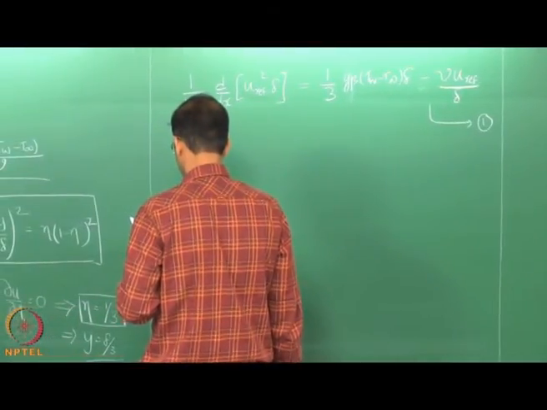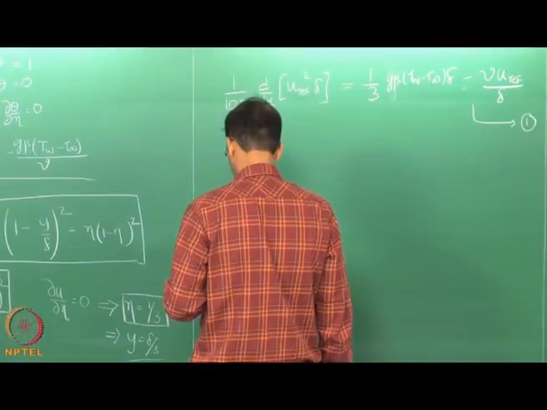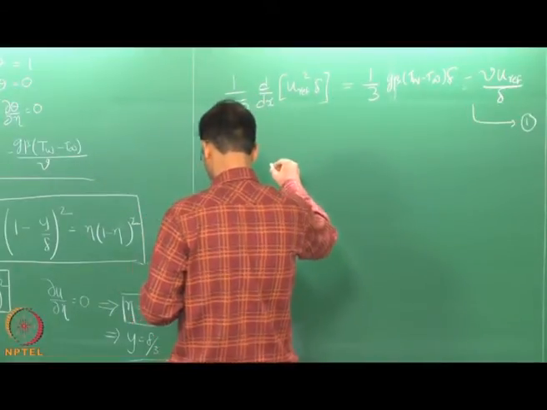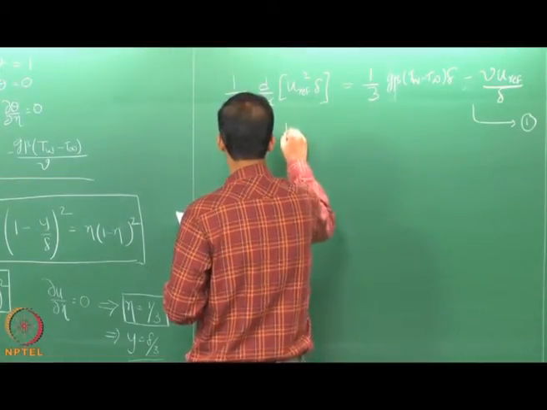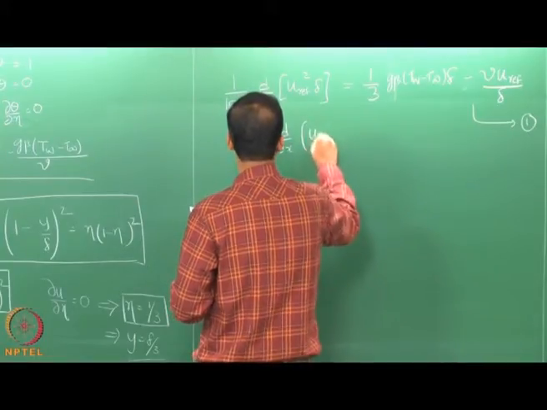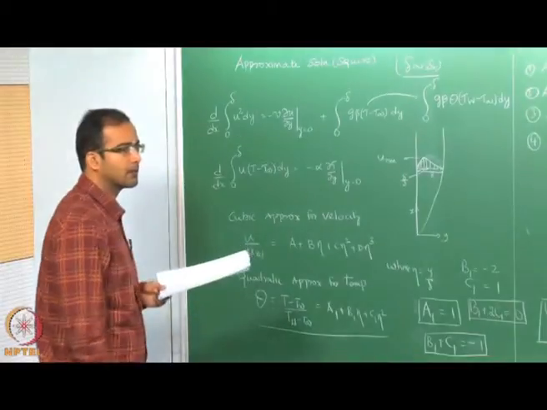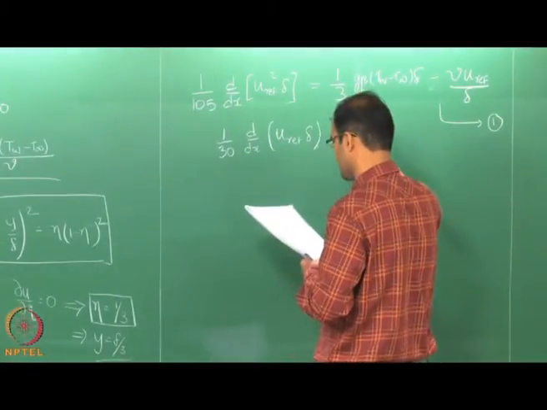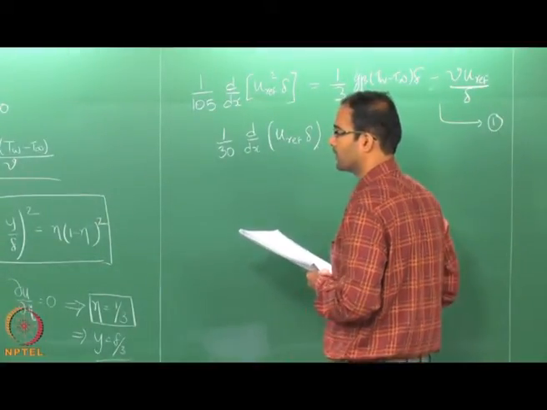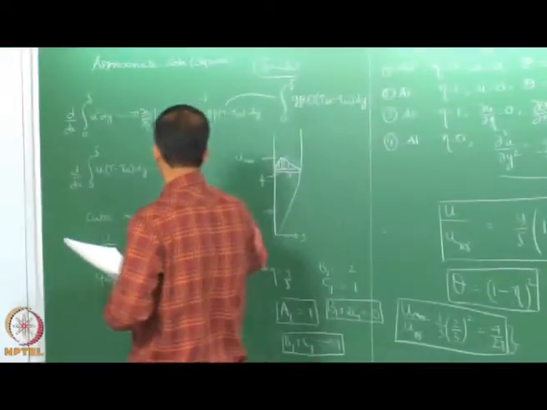So this is your momentum integral after you substitute the approximate profile. Similarly, the energy integral also can be reduced. I will just write down the expression here: 1 by 30 times d by dx of u reference times delta. So you are substituting for u and t minus t infinity as theta into t wall minus t infinity. If you do the integration, you get 1 by 30, and on the right hand side, what do you get for minus alpha dt by dy at y equal to 0?